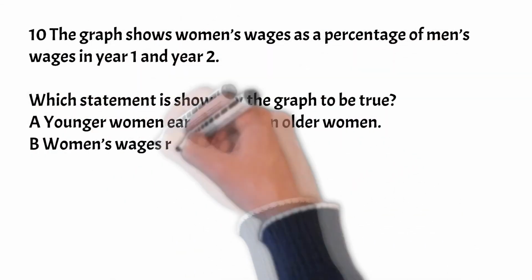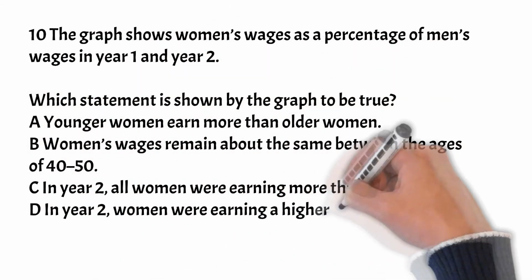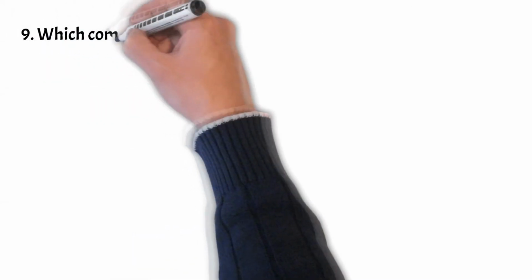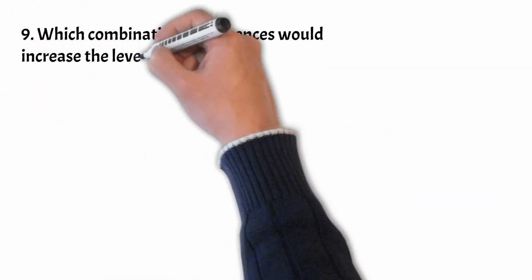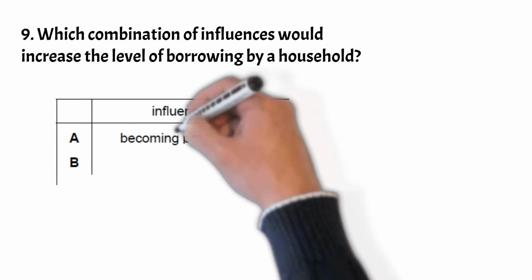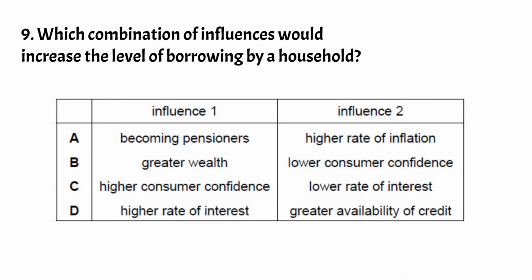Question 9. Which combination of influences would increase the level of borrowing by a household? A. Becoming pensioners and a higher rate of inflation. B. Greater wealth and lower consumer confidence. C. Higher consumer confidence and a lower rate of interest. D. Higher rate of interest and greater availability of credit.